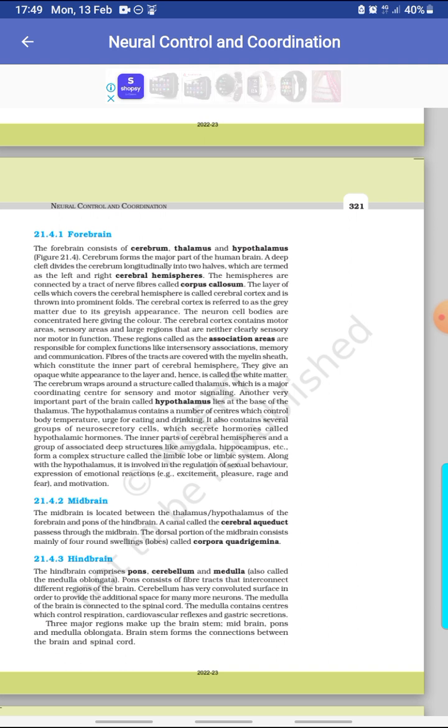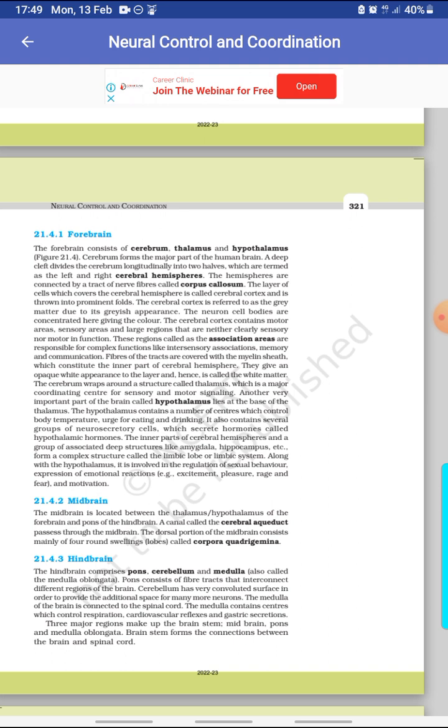Fibers of the tracts are covered with myelin sheath, which constitute the inner part of the cerebral hemisphere. They give an opaque white appearance to the layer and hence is called white matter. The cerebrum wraps around a structure called thalamus, which is a major coordinating center for sensory and motor signaling.